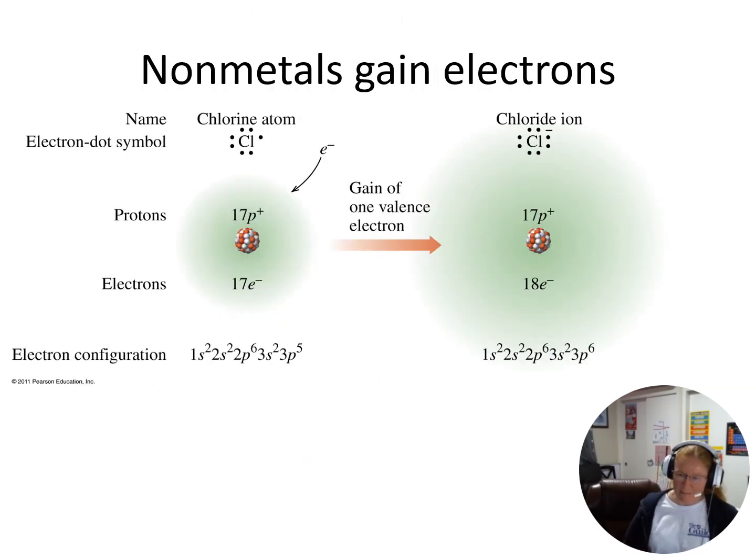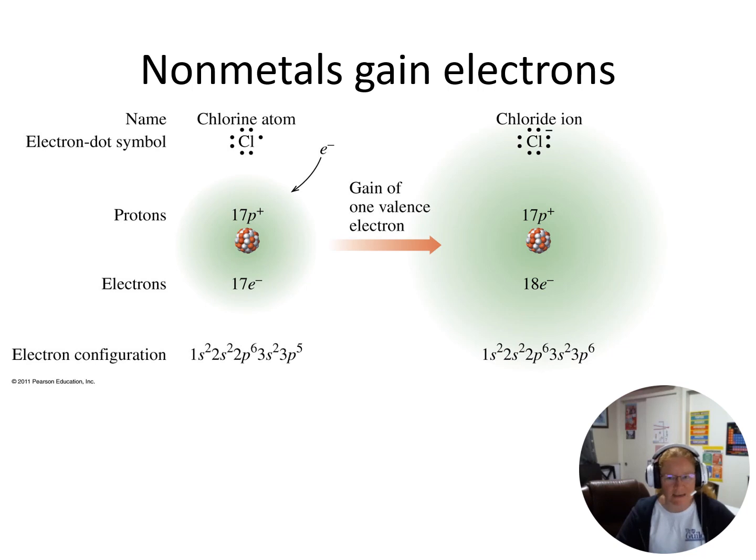Okay. My nonmetals, they're over further down on the periodic table. So for these guys, it's easier to gain a few electrons than to lose a whole bunch. So something like chlorine is in group 7A, where there are 7 valence electrons. If I need to get to 8, 7 plus 1 gives me 8. So chlorine is going to gain 1 electron.